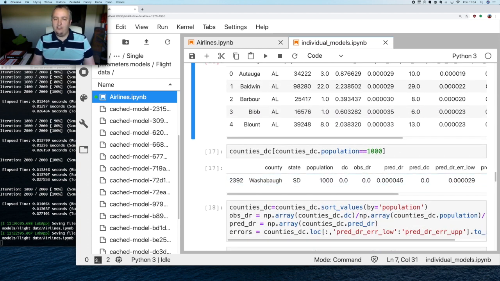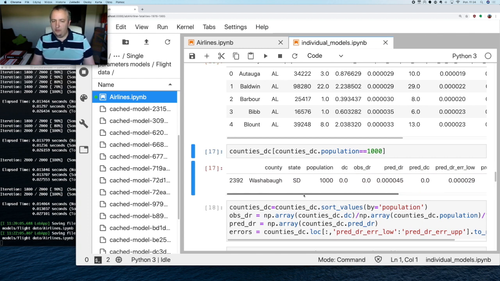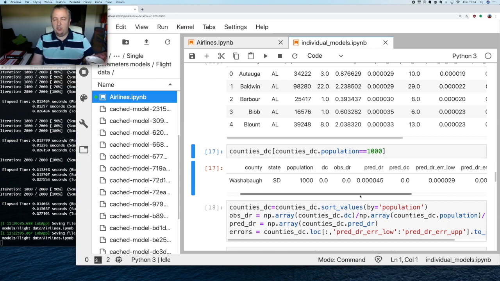And for example, our county from the population of 1,000 that we've sampled from initially in the prior predicted distribution is Washaba, San Diego. Not really sure. Maybe I should have left the full state names. Either way, what we are doing here is we have all the information.